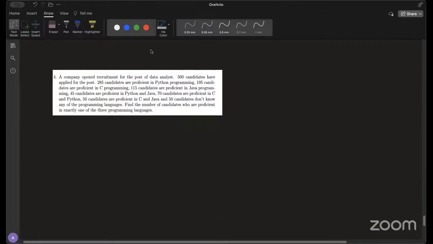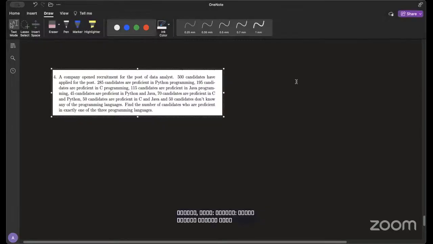Okay, I hope everyone is done trying this question. We'll do it here now. So a company opened recruitment for the post of data analyst, and there are 500 candidates. So the total number is 500. 500 is the total number of candidates.